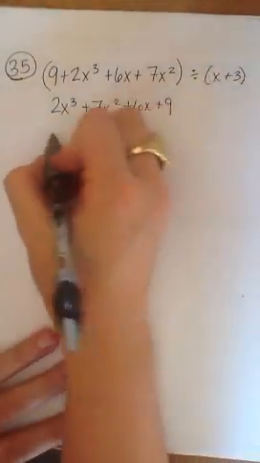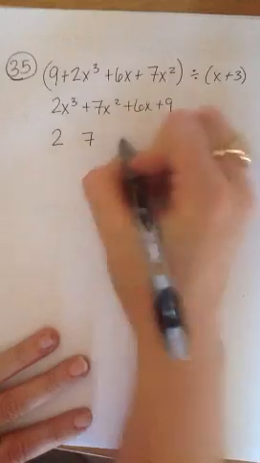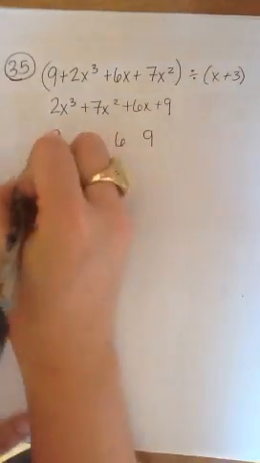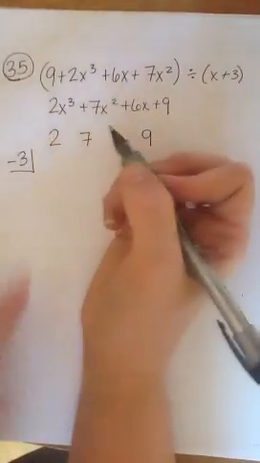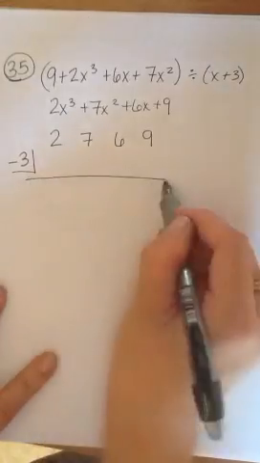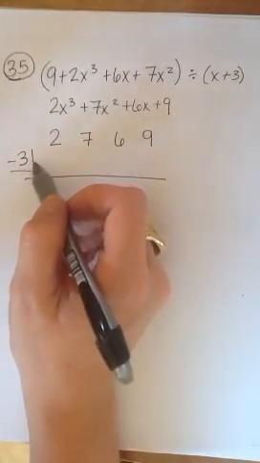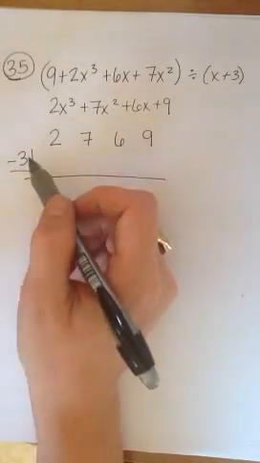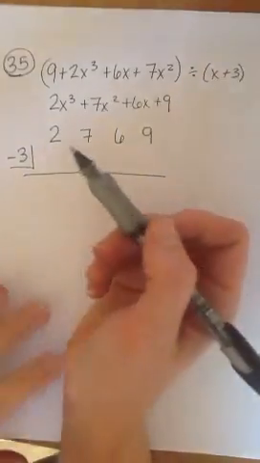Let's go ahead and do synthetic first this time. 2, 7, 6, 9, and a negative 3. Showed you on the last problem how we got that x term here. Okay, so you can look at the last problem number 34 if you don't know how I got negative 3.